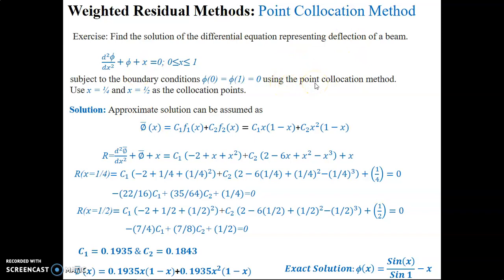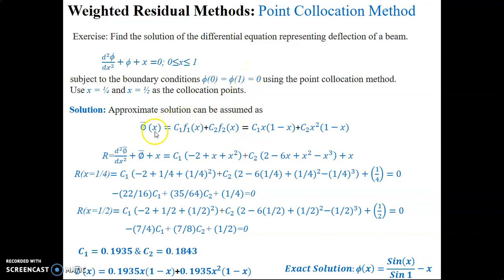Again, the collocation points are also given, that is, we need to examine the solution at x equal to 1 by 4 and x equal to 1 by 2. So based on the boundary conditions given in the question and the number of collocation points, we can define the approximate solution as C1F1(x) plus C2F2(x). We are using two terms, C1 and C2, for the coefficients because 2 points are given in the problem. And F1 and F2 are generally used to satisfy the boundary conditions.